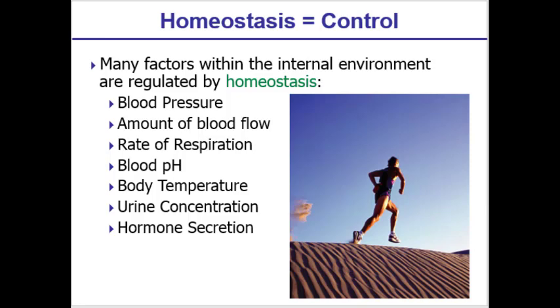So organ systems maintain a constant internal environment, and you see in this example here, going for a jog in the Sahara Desert will probably raise your body temperature. And next to the picture, I have a list of different systems that are under homeostatic control. So they're regulated through homeostasis, this control mechanism I want to describe for you. So things like blood pressure, the amount of blood flow to an organ, your rate of breathing or respiration, blood pH, which is a very narrow range for normal. You can get into acidosis and alkalosis and get yourself in the hospital if your blood pH isn't tightly regulated.